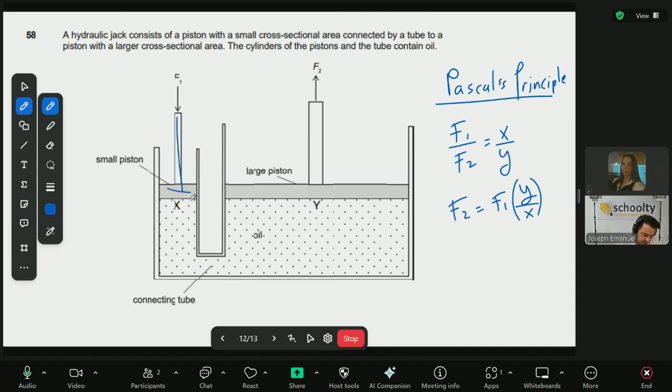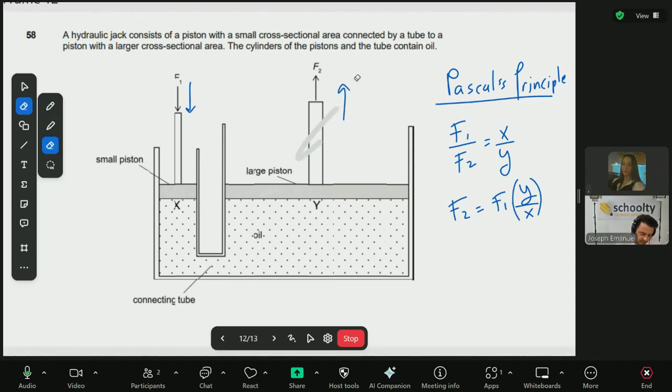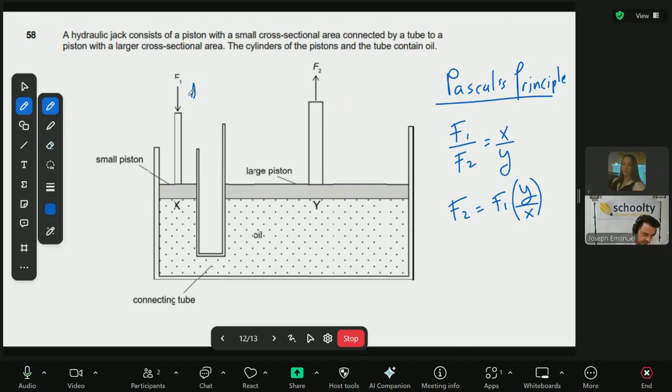This is the piston, first one. This is the second piston. So pushing down on a small area will be amplified, leveraged to push up on a bigger area by Pascal's law. So actually if you push down 1 Newton, here you will have Y on X newtons. And this is the hydraulic jack. Okay, let's see the question.